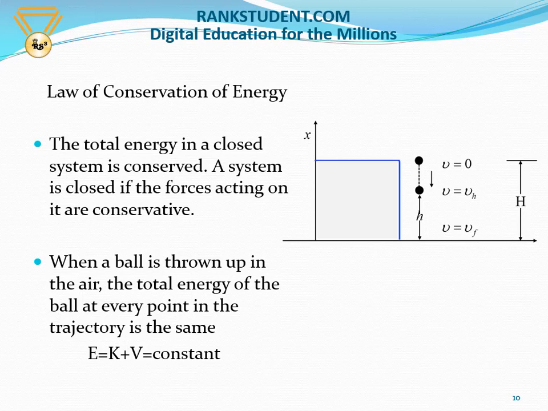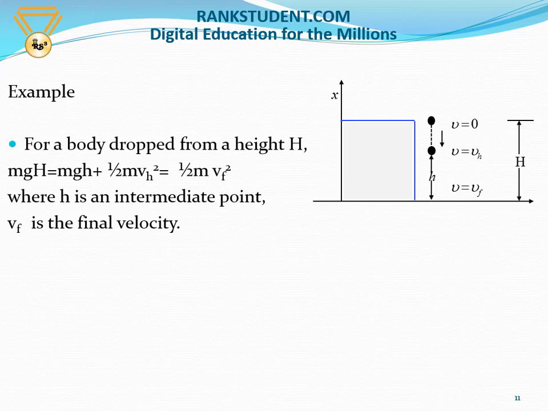When a ball is thrown up in the air, the total energy of the ball at every point in the trajectory is the same. E equals K plus V equals constant, illustrated in the diagram on the right hand side. At the top, when v equals 0, it's all potential energy. At the bottom, when v is the final velocity vf, it is all kinetic energy. At an intermediate point, where v is vh, we have both kinetic and potential energies. However, the sum of the two at each of the three positions is constant.